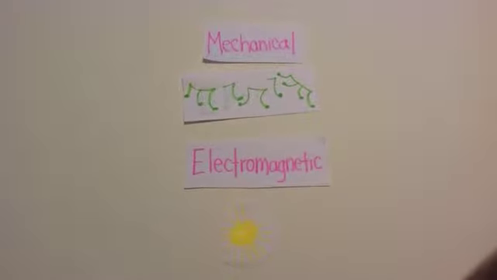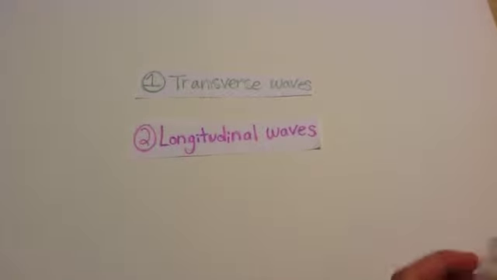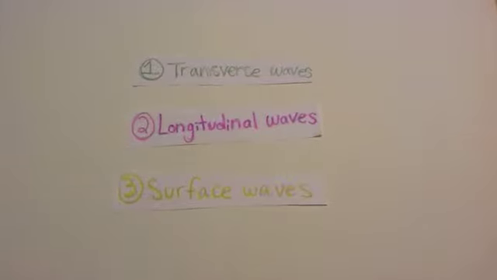Secondly, we have electromagnetic waves. These do not need a medium, and that is why we can get light from the sun. Particles and waves move in many different ways. There are 3 types of particle movements: 1, transversal waves, 2, longitudinal, and 3, surface waves.